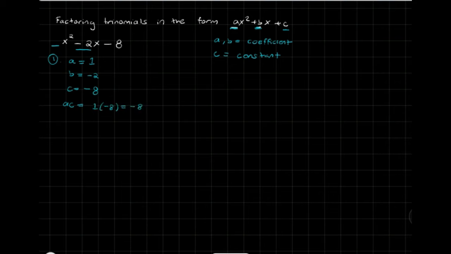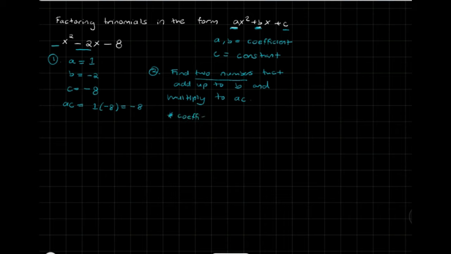Okay. In your second step, when you're factoring this quadratic trinomial, what you want to do here is find two numbers that add up to b and multiply to ac. Okay, and these two numbers are actually going to be coefficients, right? So let's look at our values of b and ac, right? So ac is negative 8, b is negative 2. We want two numbers that add up to negative 2 and multiply to negative 8.